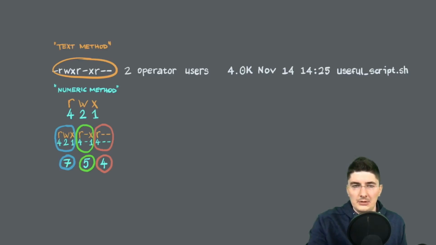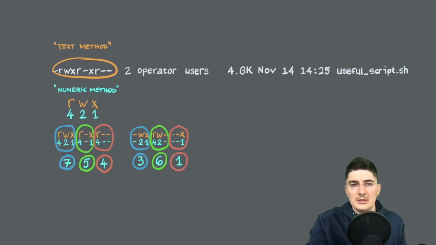Let's check another example. These permissions don't make any sense. You will never see them in the wild, but stick with it. So the principle is the same. You have user, group, and other. You write down numerical counterparts for the text method and you add them together. So dash wx, rw dash, and dash dash x in text method is equal to 361 in numerical method.